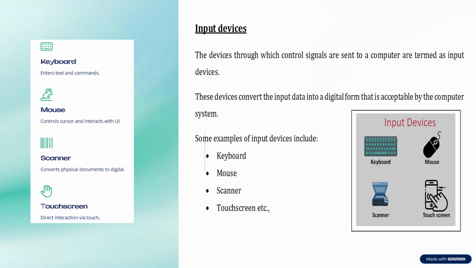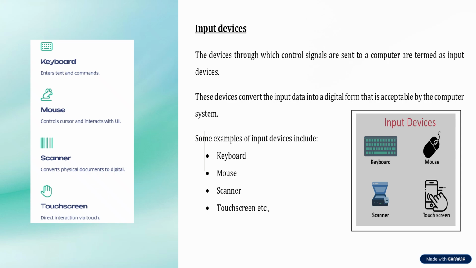The keyboard is the most commonly used input device, which enters text and commands into the computer system. The second example is a mouse. It is also an example of an input device. It controls the cursor and interacts with the user interfaces, that is the graphical user interfaces.